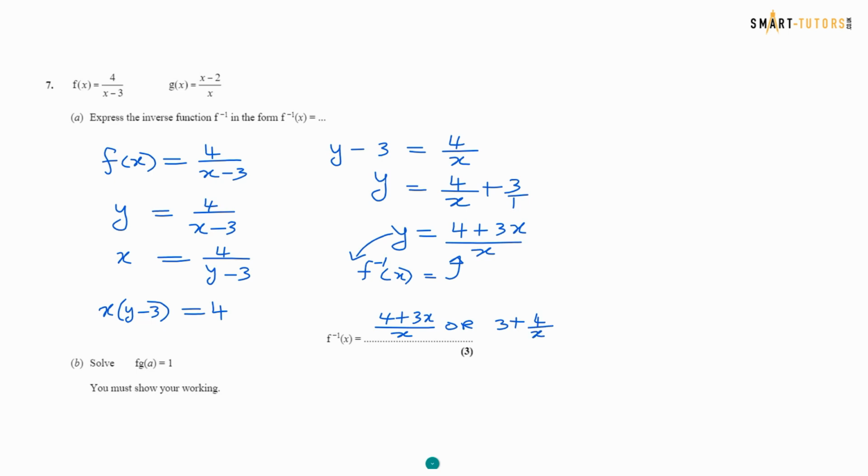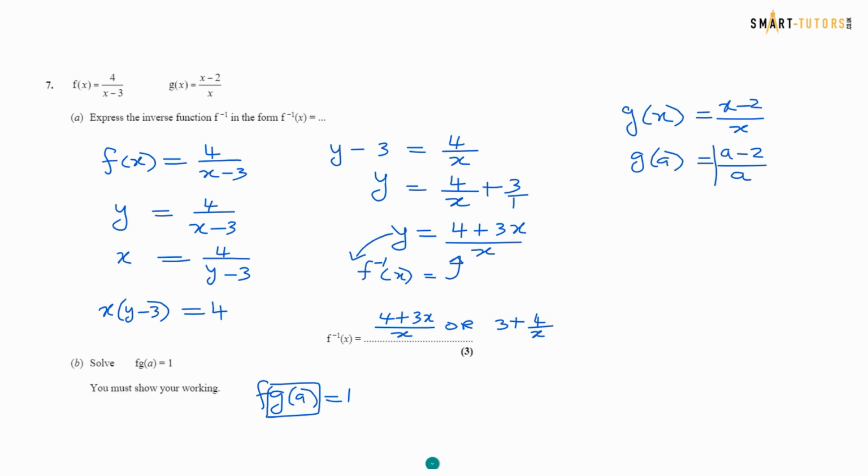Solve fg(a) = 1. You must show all your working. So you need to understand what fg(a) means. fg(a) means you need to find out g(a) first, right? Here the function g(x) is given. g(x) is (x − 2) over x. So find the g(a) function. g(a) is (a − 2) over a, right?